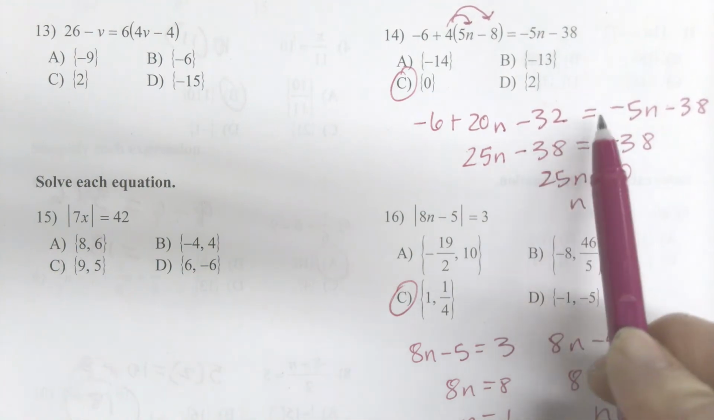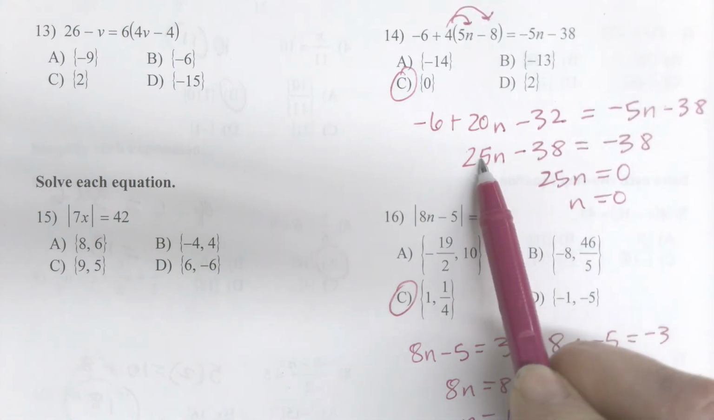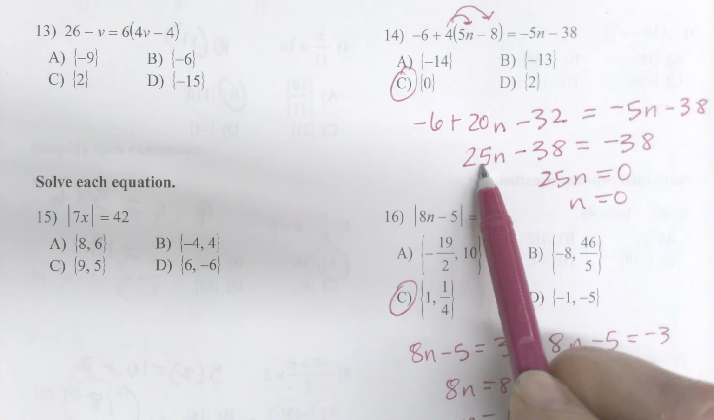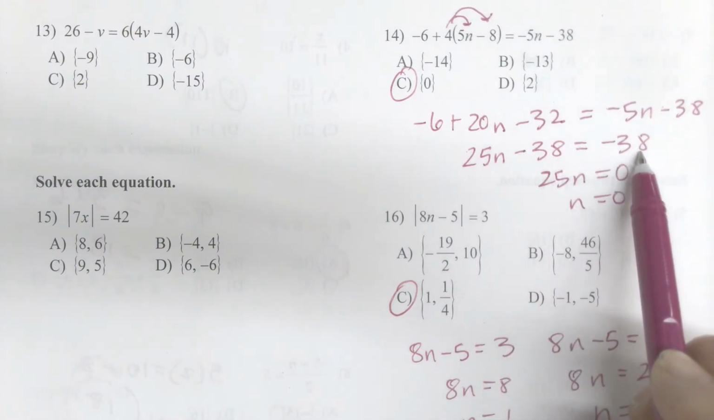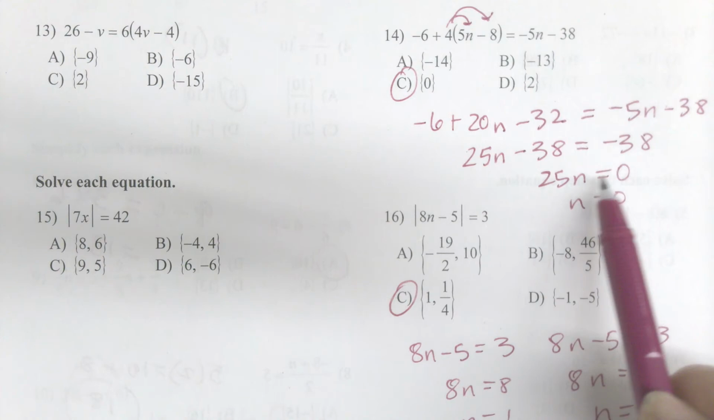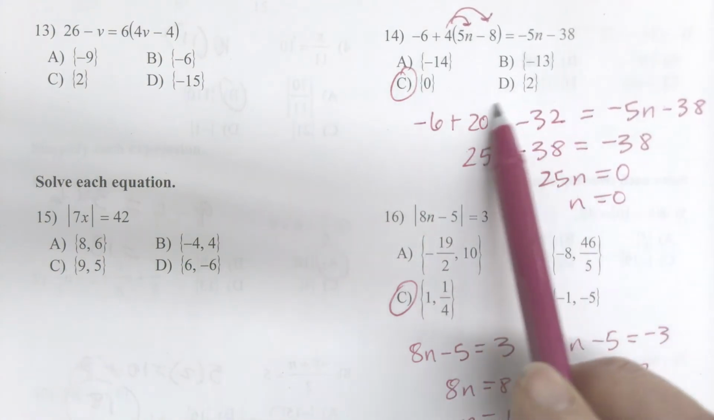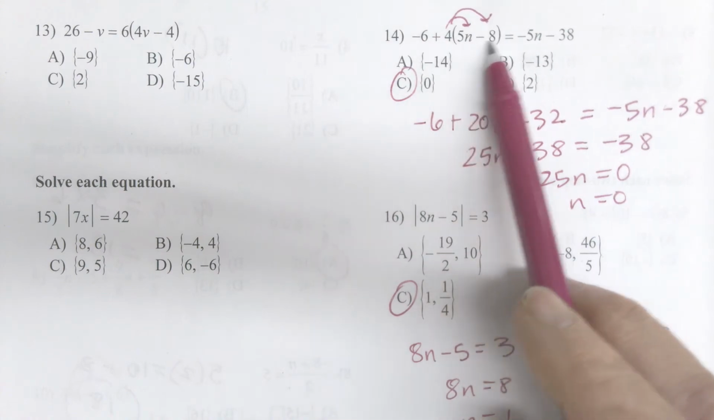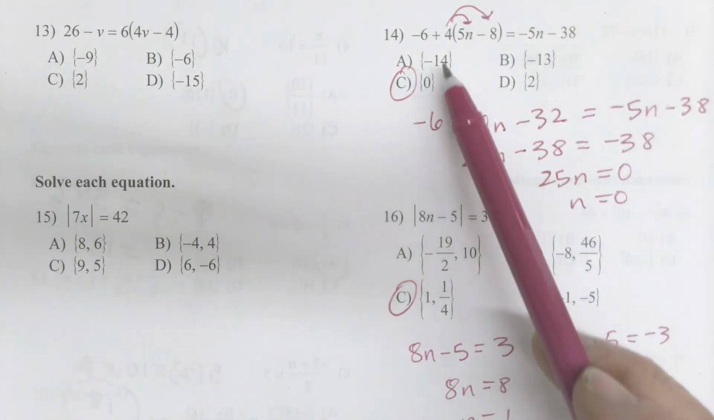Then I removed the smallest variable. So I added 5n to 20n. Got everything away from the variable part, so I added 38. That's how I got a 0. And then I divided the 25 out, n equals 0. Again, if you get an answer and it's not here, put it in the equation and see if you can come up with one that works. Like just check these values.